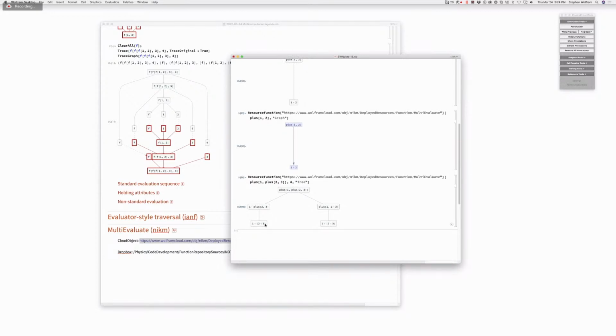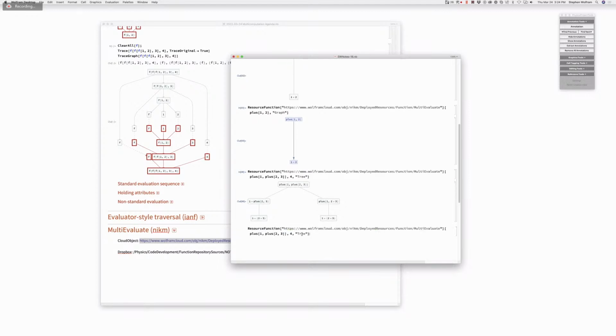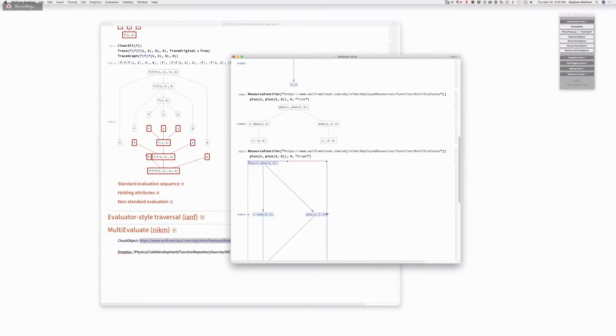I see. Okay. So what this is showing is a multi-evaluation. You can either go and resolve the 1 plus, or you can resolve that second plus there. And in this case, those get to the same result. Yeah. So in the graph case, I would deduplicate that, and it would show confluent behavior, basically. Right? Yeah. Right.